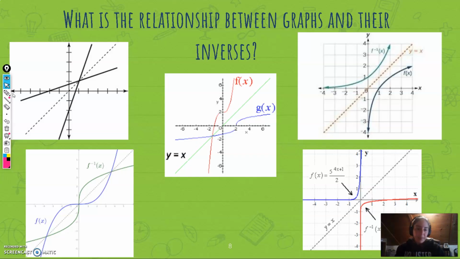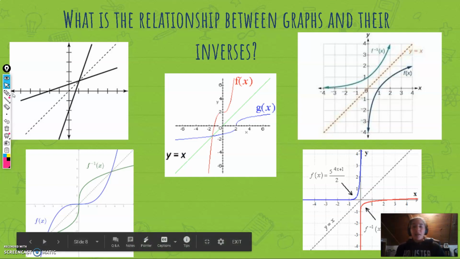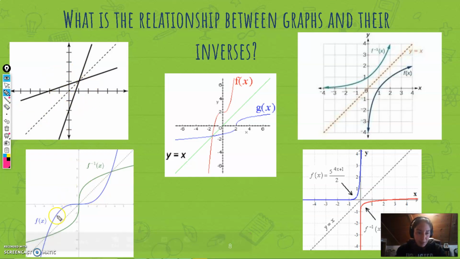So now, saying all that, what can we figure out is the relationship between graphs and their inverses? So we have a graph and its inverse here, a graph and its inverse here, and so on. So take a couple of seconds and see if you can see what's going on here. These are really interesting. So pause if you want to figure it out on your own. I'm about to give it away.